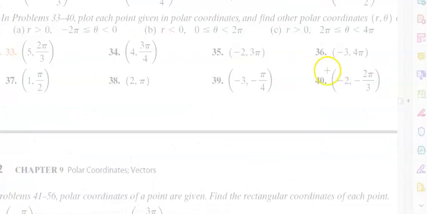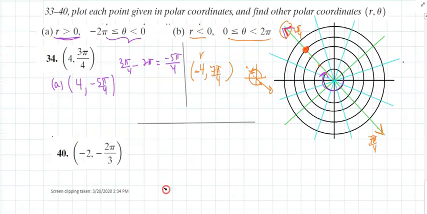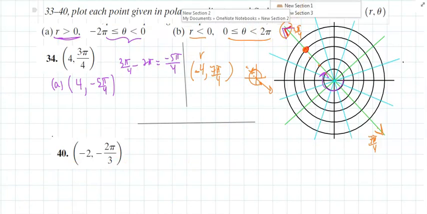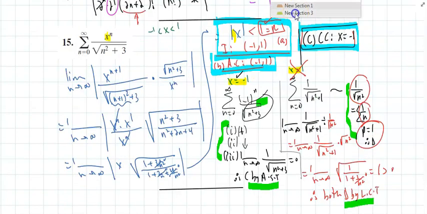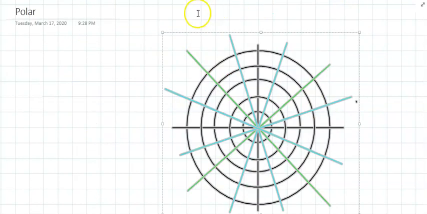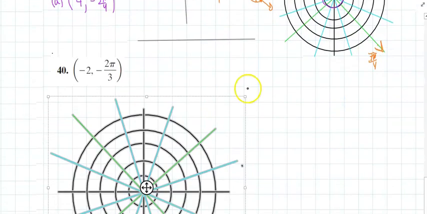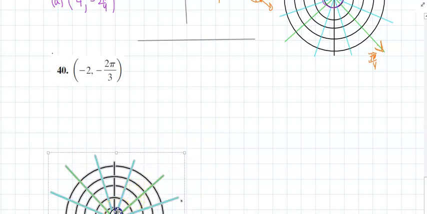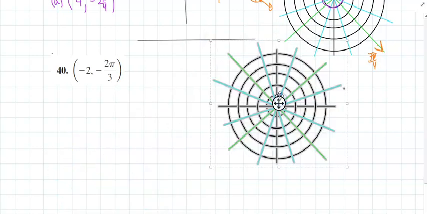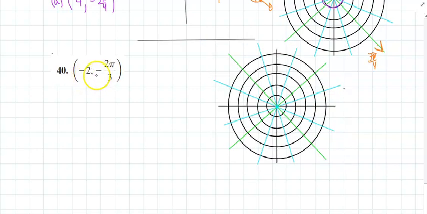Let's go for 40. Same directions. So first I need to plot this point. I want to figure out where that is. Rotate to negative. This is negative pi over 3. This is negative 2 pi over 3. I'm pointing in this direction. Since r is negative, I'm right here.